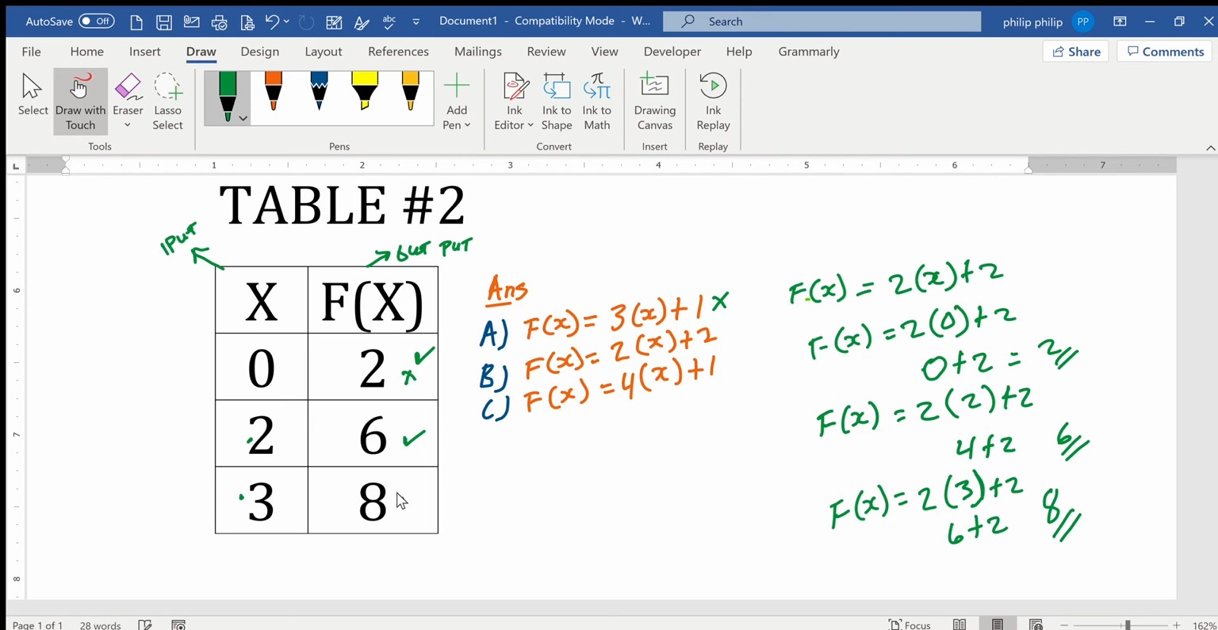So we know that it satisfies our last output, right? So we know that this is our answer because it satisfies all our outputs. We put this in, we got this. We put this in, we got this. We put this in, and we got this one. So that means it satisfies all our outputs. So our answer is going to be f of x is equal to 2x plus 2. Alright, so basically B is going to be our answer.